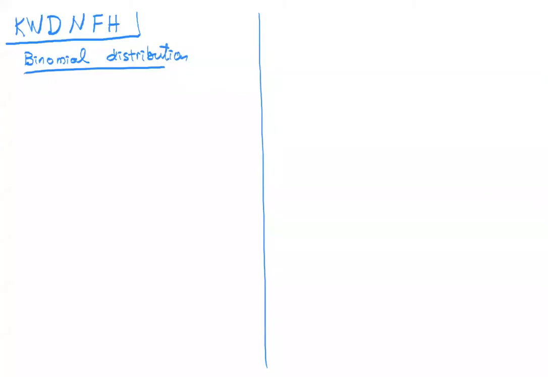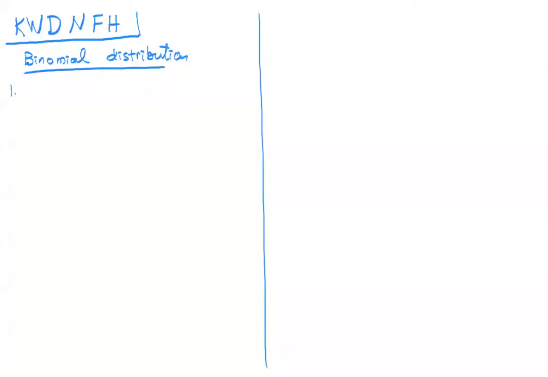Okay, first of all, the first criteria. Okay, so binomial distribution. First of all, it must have a fixed number of trials.